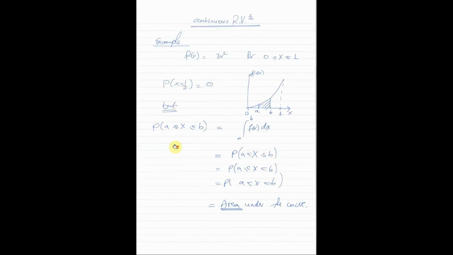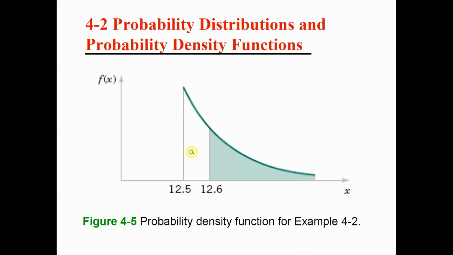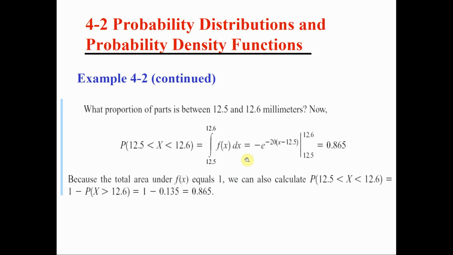If you would like to integrate this function from the beginning until the end, in general, it's from minus infinity to infinity. However, this variable starts from 12.5. So if you do the integral from 12.5 until infinity, it definitely is equal to 1. So that probability is just the complement of this probability. However, we could also obtain it from the first principle, so we just need to integrate from 12.5 to 12.6.